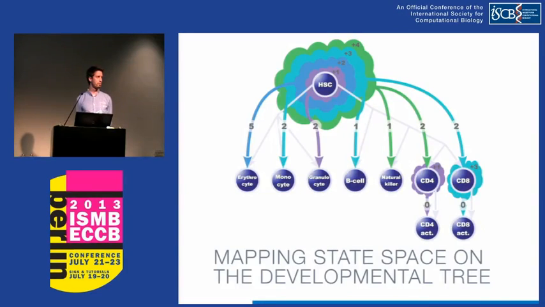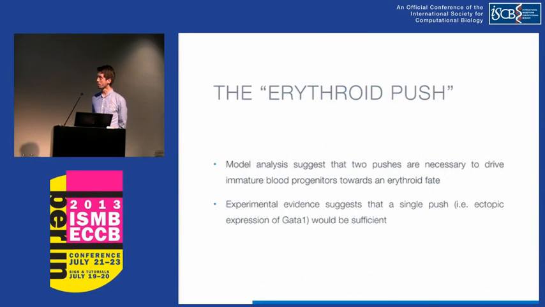But that turned out to be a problem, because what the experimental evidence suggests is that just by the expression of GATA1, so just by flipping 1 bit, it's then possible to force the erythroid lineage commitment. So it's possible to go to the erythrocyte. But that's not what our model was telling us.